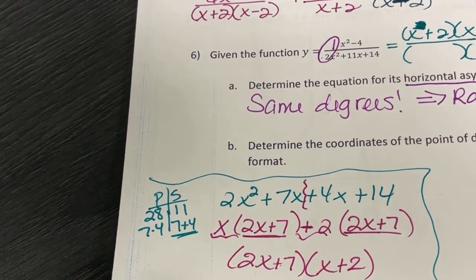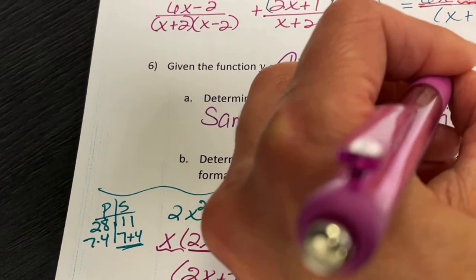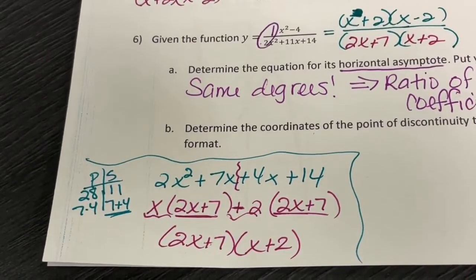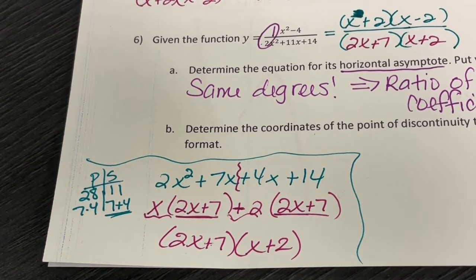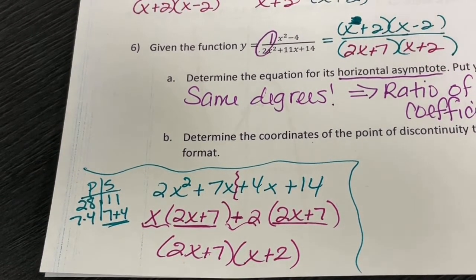So those are my factors of the denominator, 2x plus 7 and x plus 2. I was going to do the Xbox method on here, but this is going to be a long video already. So if anyone wants to see another method on factoring, come see me for tutoring.